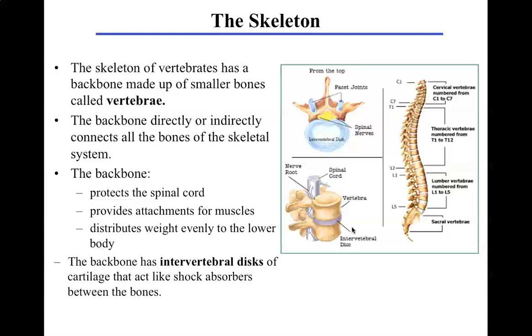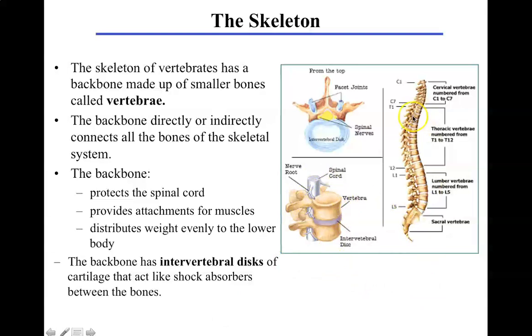So collectively, we often call all of these vertebrae the backbone. What does the backbone do? Well, the spinal cord runs through the middle of these vertebrae. So here's a vertebra, and here's the spinal cord running through it. So this helps protect it.